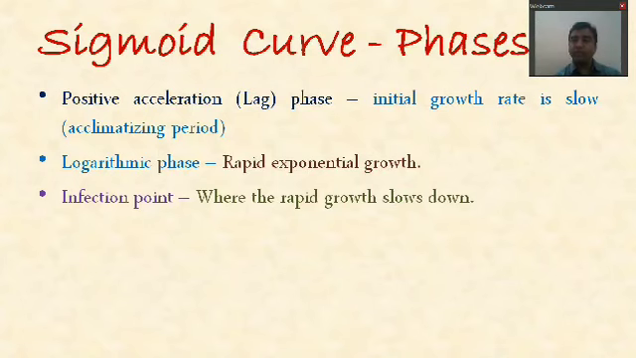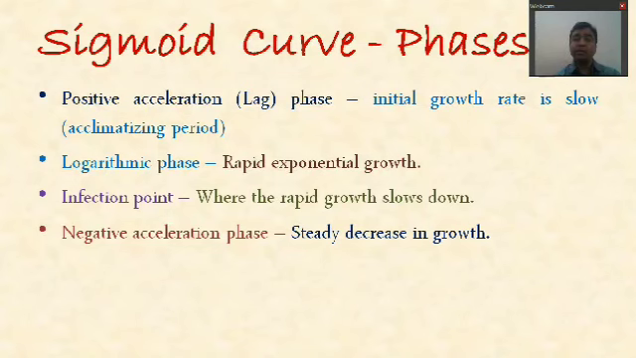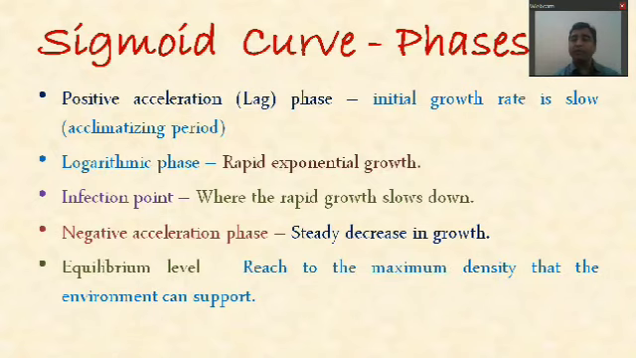Then from the point of inflection, the negative acceleration phase begins, in which there is a steady decrease in growth. The number of individuals of that species falls, and this decrease continues up to the point of equilibrium, the equilibrium level. That growth reaches the maximum density that the environment can support.